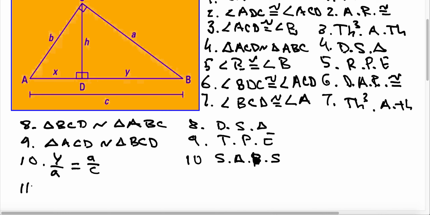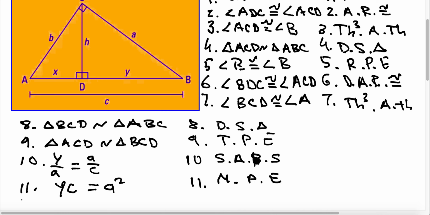11. Now yc is equal with a square, and if we are multiplying both sides by c, we come to this statement, yc is equal with a square, which means we use the multiplication property of equality.